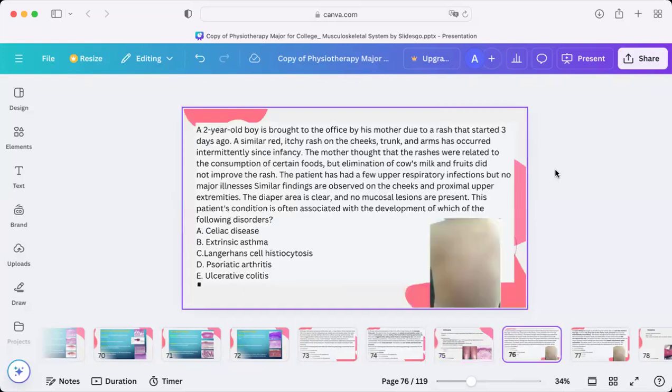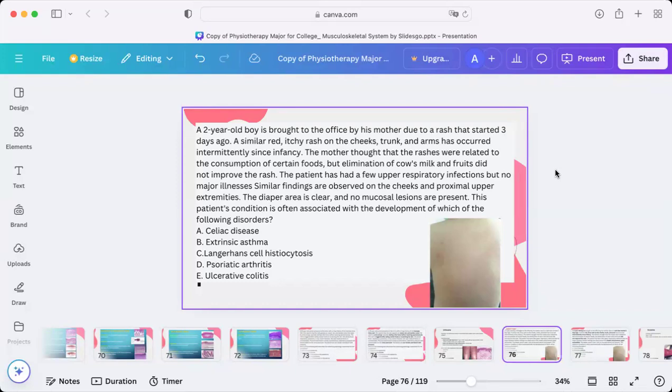So we have a 2-year-old boy that was brought to the office by his mother due to a rash that started 3 days ago. A similar red itchy rash on the cheeks, trunk, and arms had occurred intermittently since infancy. The mother thought that the rashes were related to the consumption of certain foods, but elimination of cow's milk and fruit did not improve the rash. The patient had a few upper respiratory tract infections, but no major illnesses. Similar findings are observed on the cheeks and proximal upper extremities. The diaper area is clear and no mucosal lesions are present.